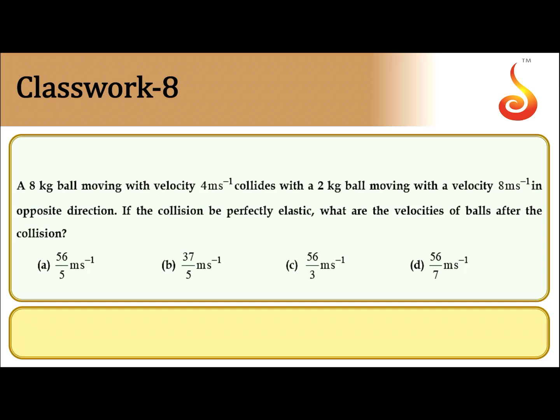A 8 kg ball moving with a velocity of 4 meter per second collides with a 2 kg ball moving with a velocity of 8 meter per second in opposite direction. If the collision is perfectly elastic, what are the velocities of the balls after the collision? Okay. So this is a typical problem based on collision, and in collision we conserve momentum, and if it is an elastic collision we conserve kinetic energy as well. Thus I can write m1 u1 plus m2 u2 is equal to m1 v1 plus m2 v2.